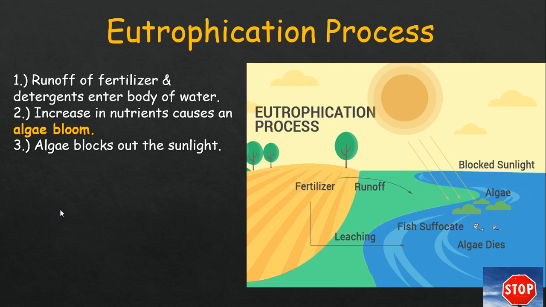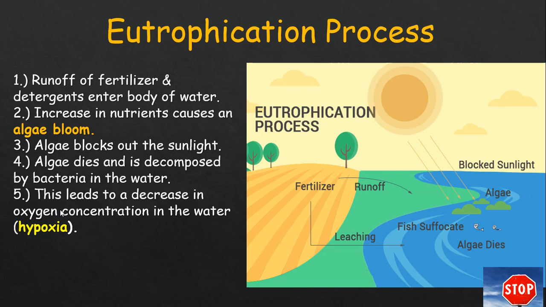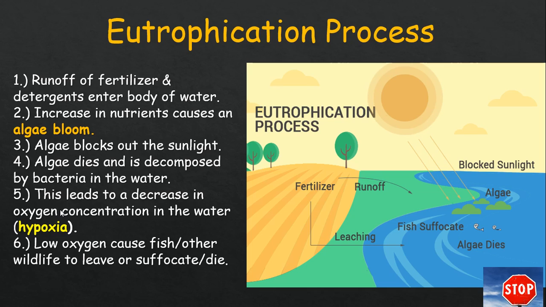Well, eventually that algae dies and is decomposed by bacteria in the water. Well, in order for those bacteria to break down and decompose that algae, they actually consume a lot of oxygen. That leads to a very significant decrease in oxygen concentration in that body of water, leading to a condition called hypoxia. Well, if there's less oxygen now in the water, can anything survive? No. So that causes fish and other wildlife to leave if they can, but if they can't, lack of oxygen means essentially suffocation and dying.